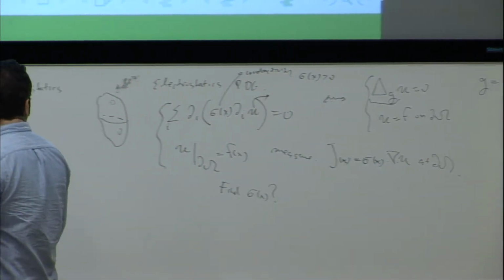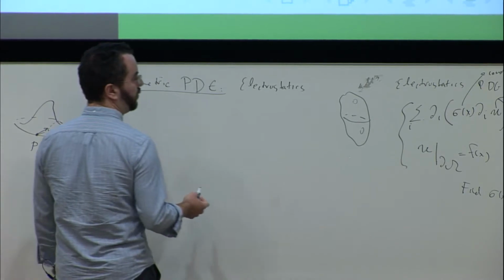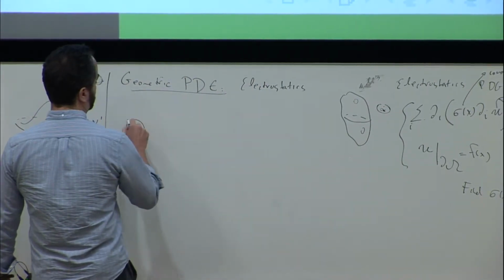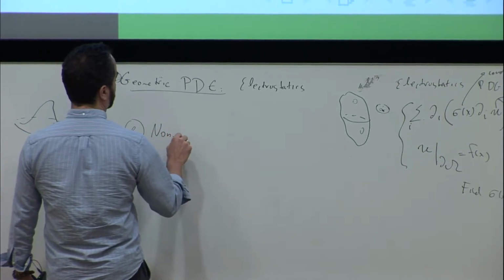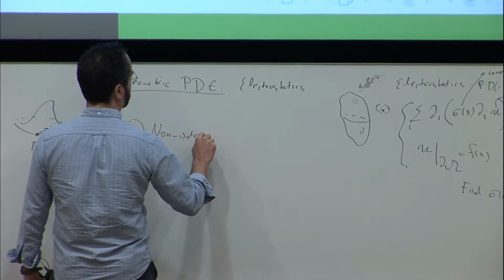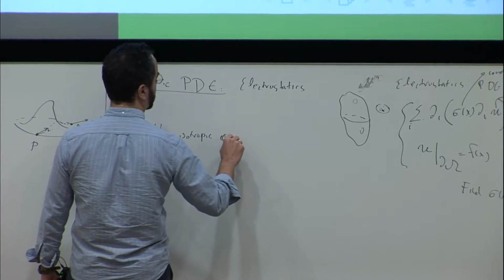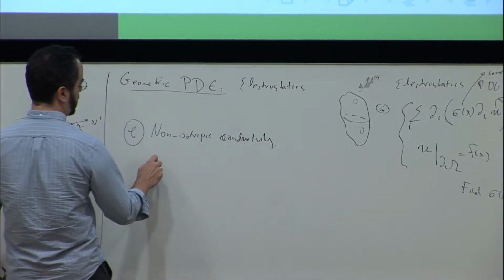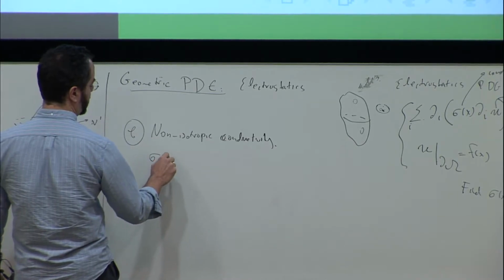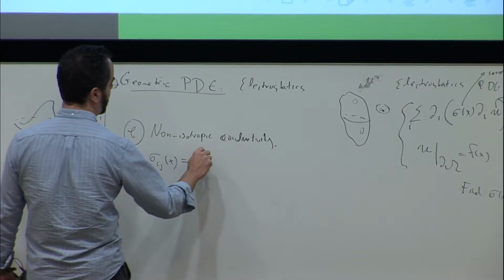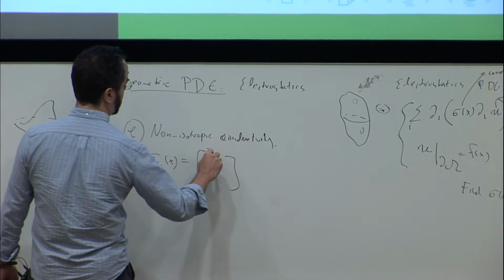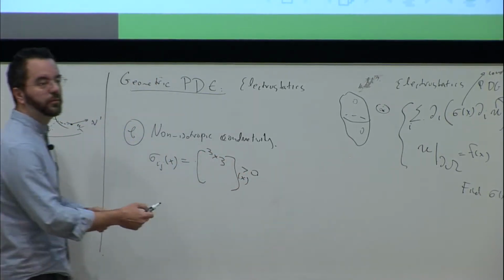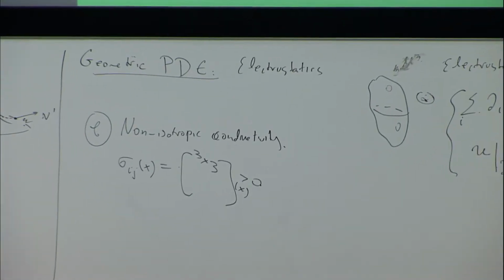We could pose a more general problem. So this is point A. There are materials that are non-isotropic, so you could have non-isotropic conductivity, where sigma, the conductivity, is encoded by a 3 by 3 matrix, which is positive definite. And the matrix depends on the point, so it's not the same over all points.